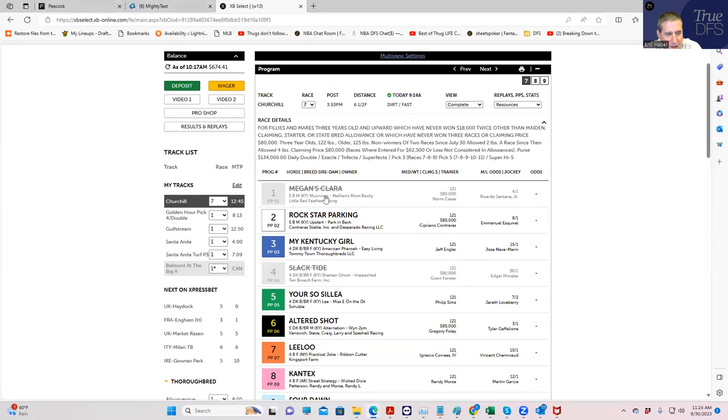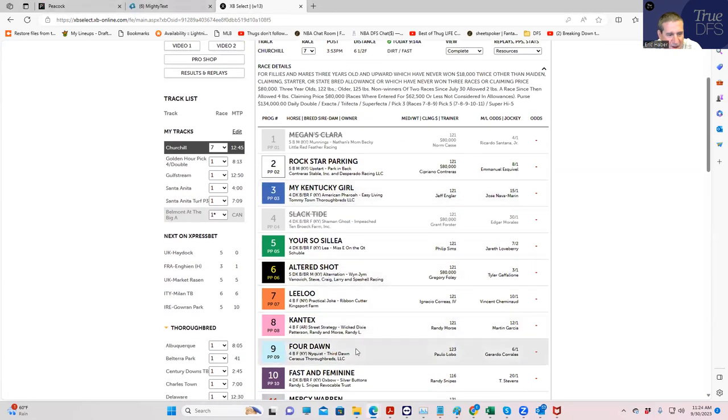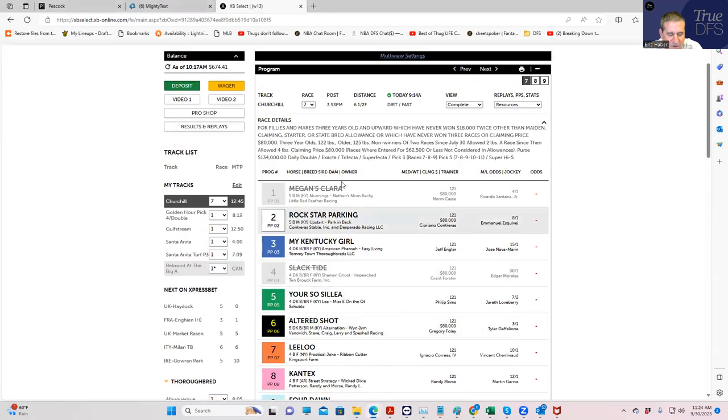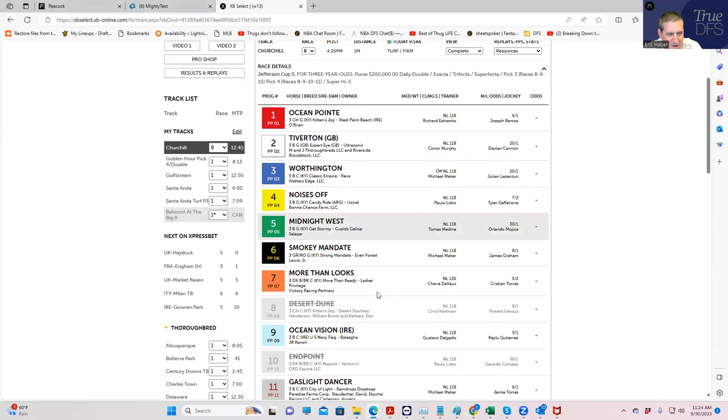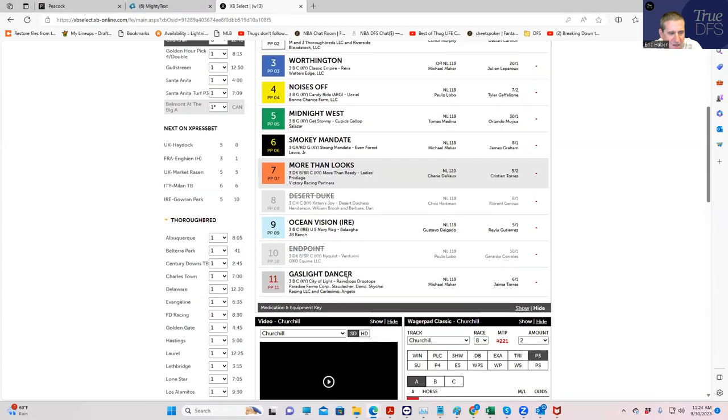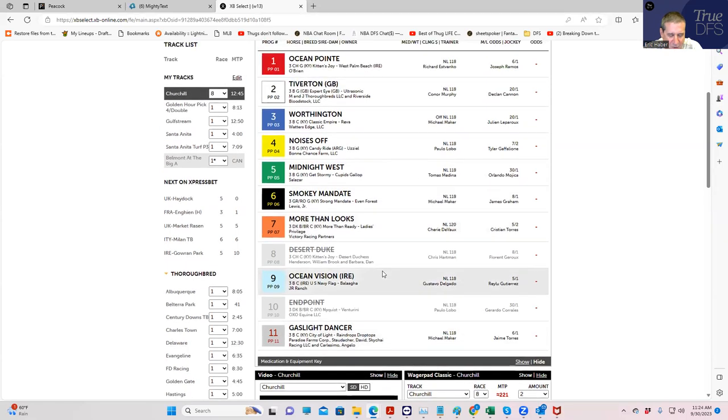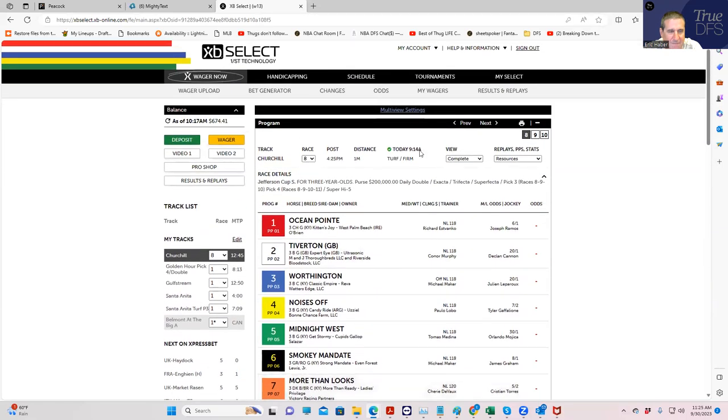Race 7, I'd like the 2 and the 9 to beat the sort of solid 5. So the 2 Rockstar Parking and the 9 Four Dawn. Very, very strong. Race number 8, I had nothing really to speak of there. The 4, 6, 7, 11, no real value. Just kind of like a nice 4 horses to hold your pick 3s, 4s, and 5s together.